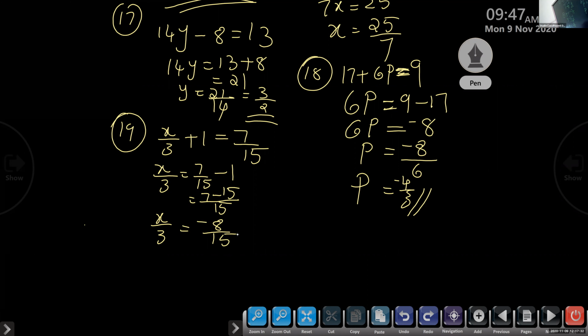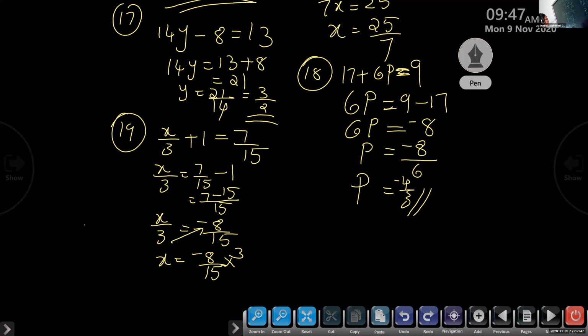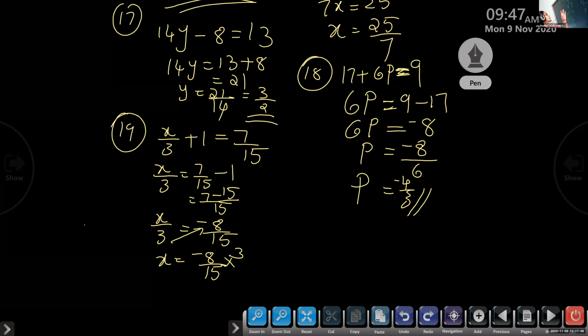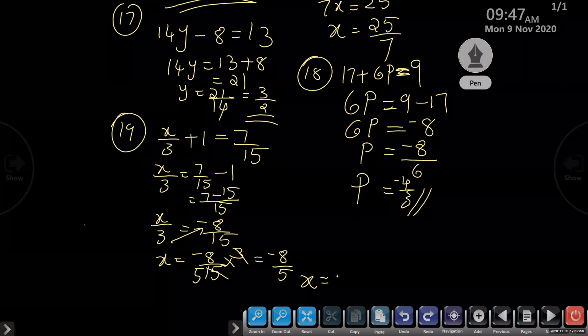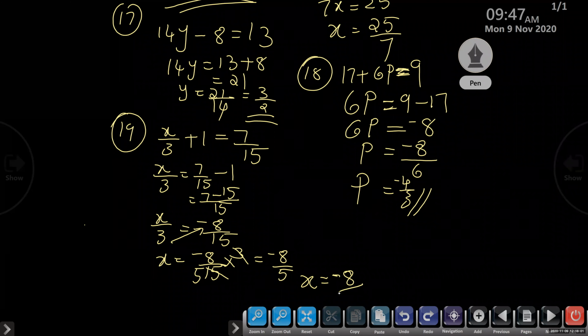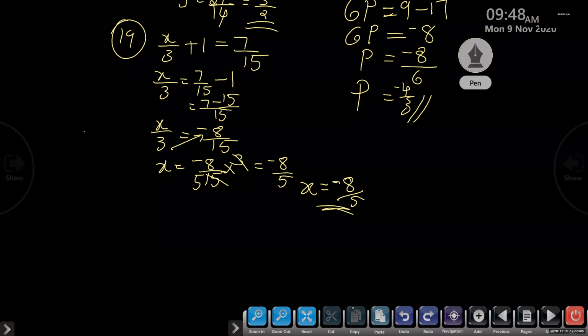So x equal to, 3 will go to the numerator. Negative 8 by 15 into 3. Here 3 is the division, so it will go to the numerator for multiplication. So we can cancel 3 by 15 five times. So negative 8 by 5. So x equal to negative 8 divided by 5 is the answer.